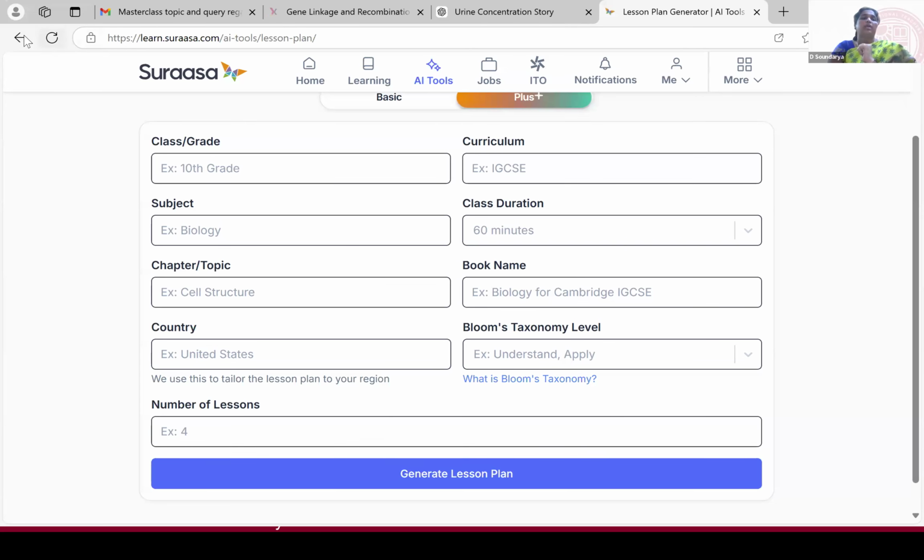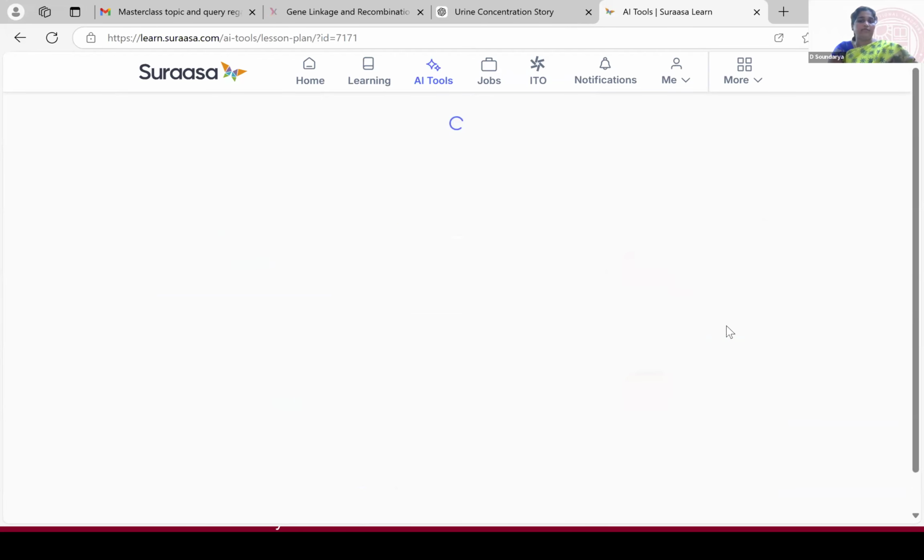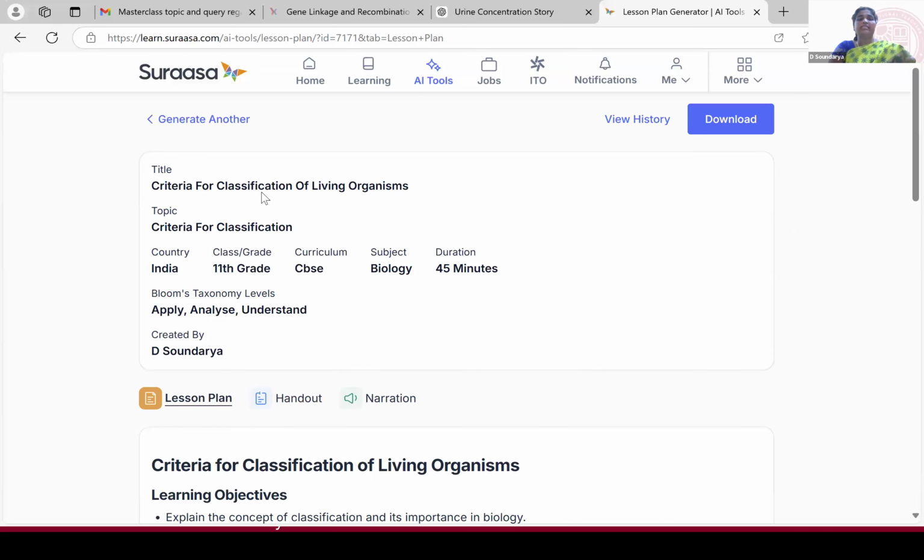So using the Surasa platform, I have already generated a few lesson plans. Let me show you what I have used in my classrooms. You can see here, I have generated this for criteria for classifying living organisms. I have used that for 11th grade. CBSE is the curriculum I teach. The class duration is 45 minutes. I have used the Bloom's taxonomy levels apply, analyze, and understand, because I want them to go from the lower ones to the higher ones.